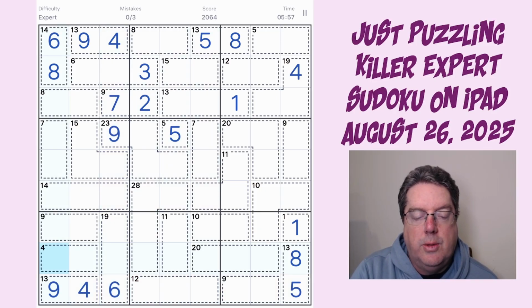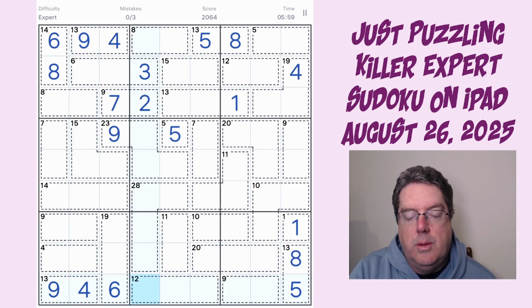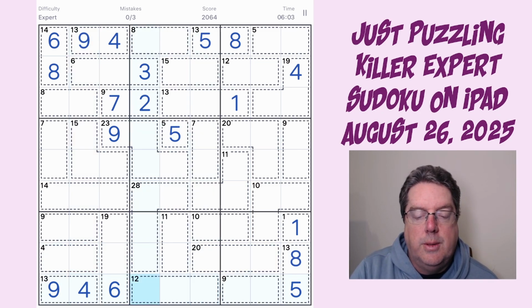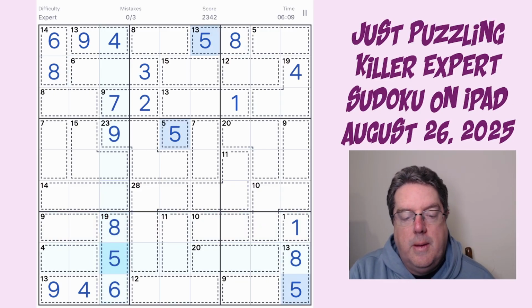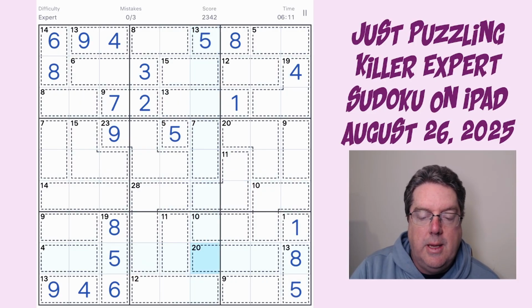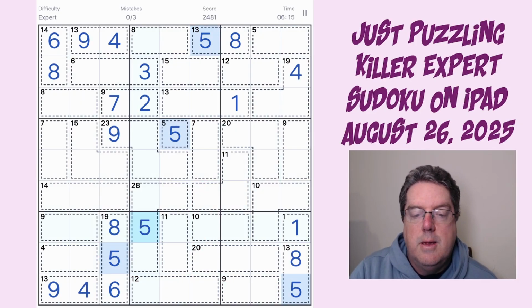1 is down here because that's 1 and 3. This 1, 3 and 8 is in here. So that means that the 8 can't be here. So that's the 8 there, meaning this is the 5. 5 comes down here, 5 comes down here, 5 comes across here, 5 comes across here, so that's a 5 there.